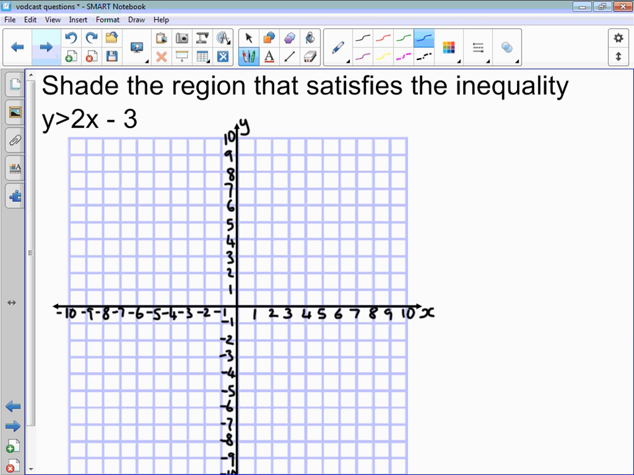Right, this time I'm going to shade the region that satisfies the inequality y is greater than 2x take away 3. So I'm going to draw the line y equals 2x take away 3. And because it's just a greater than, I'm going to use a dashed line in order to do that.